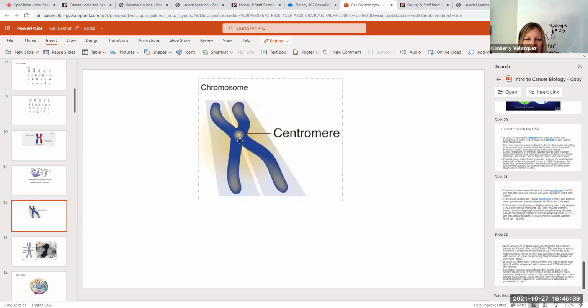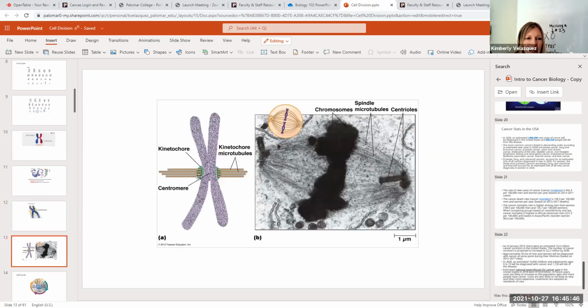The centromere is this constricted region of the chromosome. So this is all review, that's why I'm going fast. The kinetochore is where those microtubules attach.